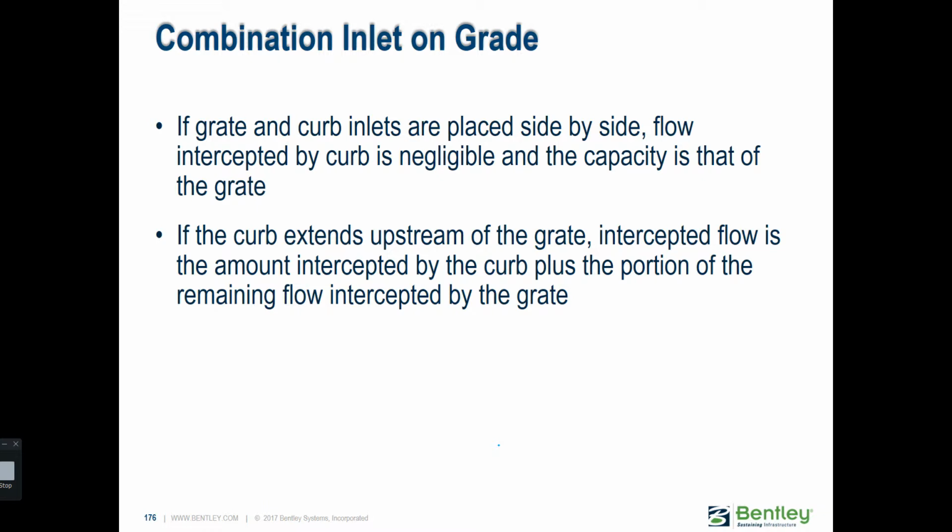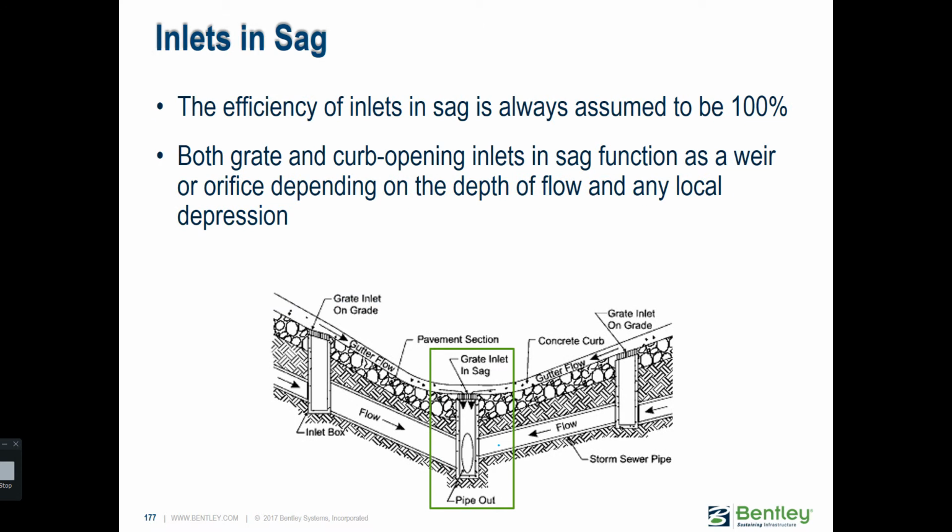And here we have combination inlet on grade. We talked about grate and curb inlets, so we had already looked at those in the picture, so you know what it is that we're talking about. Okay, inlets in sag. Again, that was the picture I showed at the beginning of this presentation. We assume that the flow that goes in here does not escape, is always intercepted by that grate inlet in sag, or whatever inlet in sag that you have, and it goes into our system.